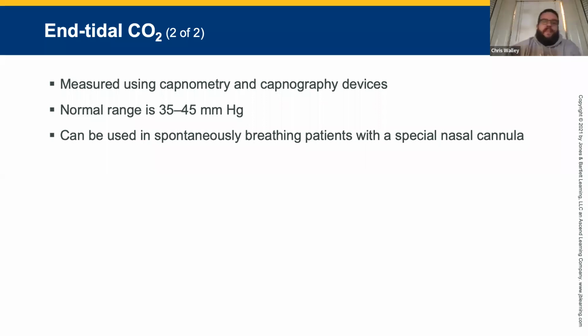The normal range is anywhere between 35 to 45 millimeters of mercury. And it can be used in spontaneously breathing patients with an adequate airway using a special nasal cannula.